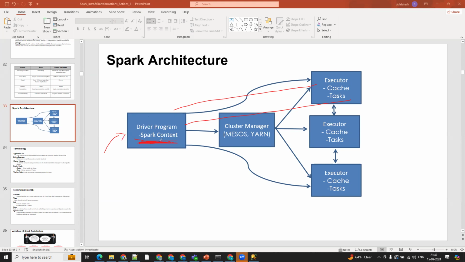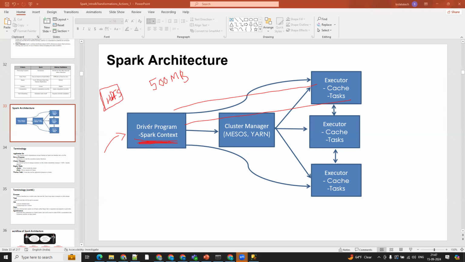What will this driver program do? Will it start calculating all those counts, like how many times it has repeated? No, no. What it does is, let's say you have given 500 MB of data, and you're reading the data from the HDFS location, or from your local.